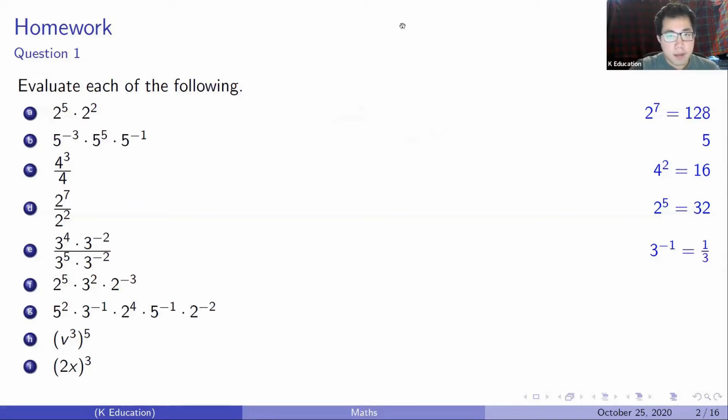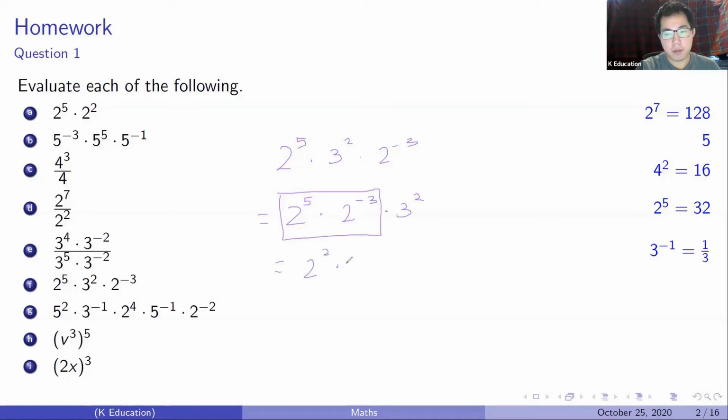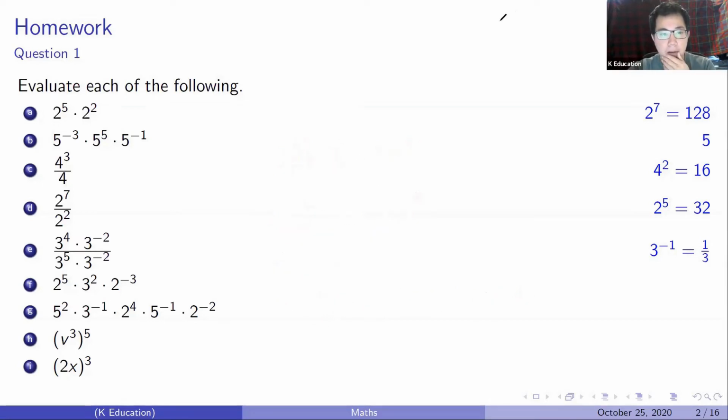Okay, next one, you have to be careful. The bases are not all the same. So I guess you can look at 2 to the 5 and 2 to the minus 3 first. So that becomes 2 squared times 3 squared. Remember, the order of multiplication does not matter. So you look at this first. Of course, you have 2 squared times 3 squared. And if you want, you can be fancy and do 2 times 3 squared. This is 6 squared, so it's 36. But 4 times 9 is also okay.